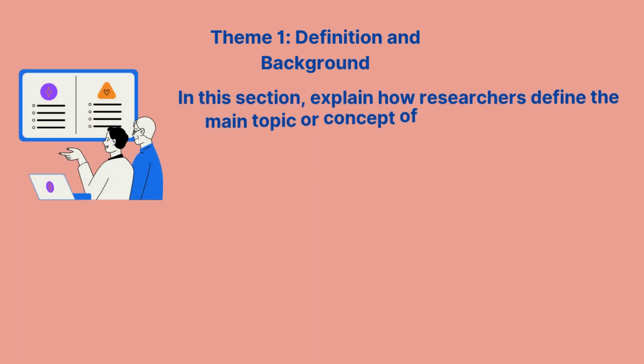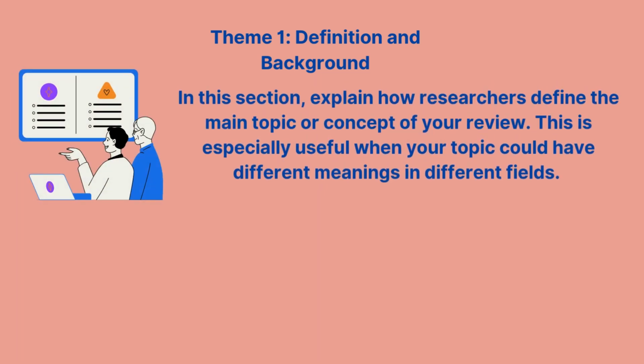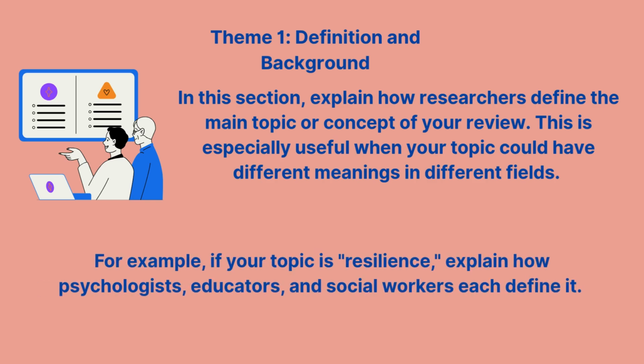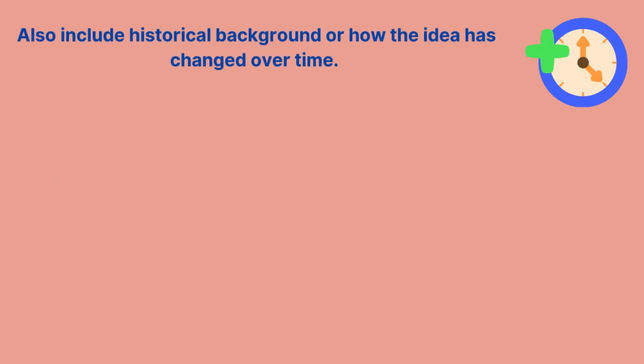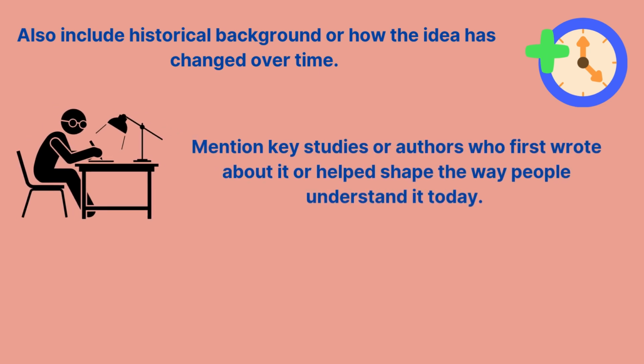In this section, explain how researchers define the main topic or concept of your review. This is especially useful when your topic could have different meanings in different fields. For example, if your topic is resilience, explain how psychologists, educators, and social workers each define it. Also include historical background or how the idea has changed over time. Mention key studies or authors who first wrote about it or helped shape the way people understand it today.